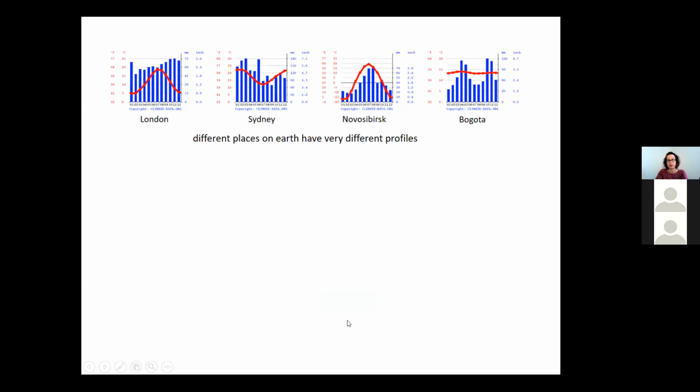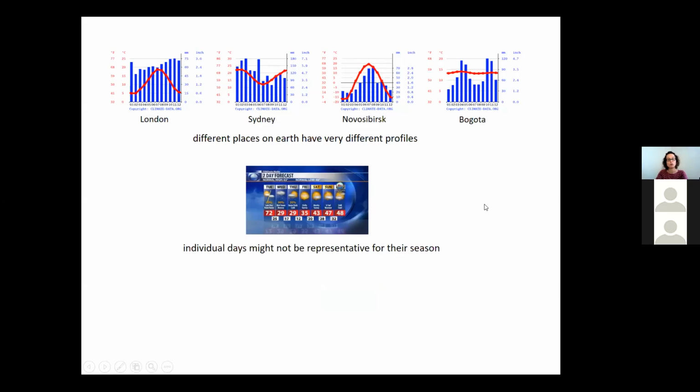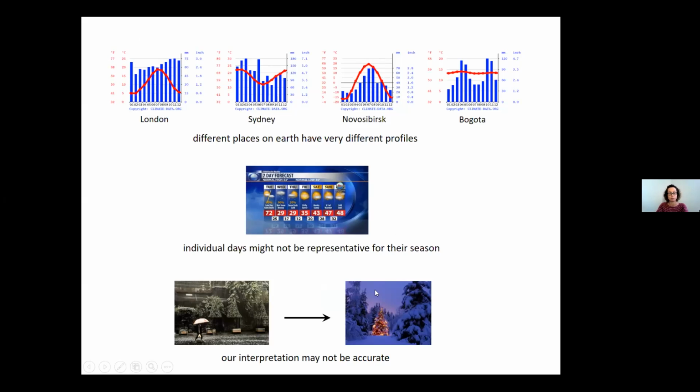Taking this one step further, it's quite obvious that temperature and rainfall profiles are very different across different regions in the world. Also, we all know that individual days might not be representative for the weather data of a month or even a season. So we all know about the cold day in July. And also, coming back to the initial slide, when we look at the actual data, Christmas weather is much more likely to look like this, but we've still annotated Christmas with this, and so our annotation might not be accurate.